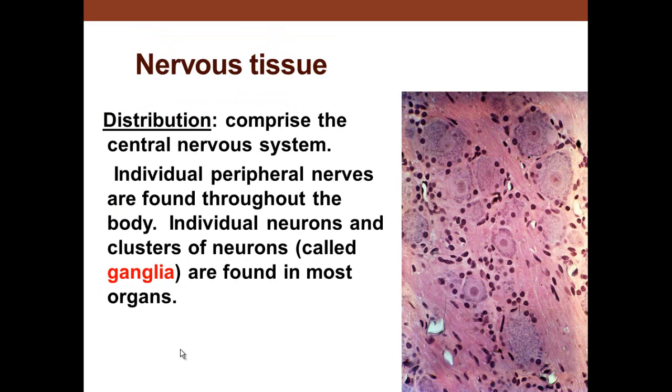Now, nervous tissue is the central nervous system and the peripheral nervous system. There's individual peripheral nerves that are found throughout the body. Individual neurons and clusters of neurons are called ganglia. So a ganglion is a cluster of neurons. Here's a neuron cell body. There's a nucleus, Nissl substance. There's another nucleus, cell body. These are satellite cells or support cells in the ganglia, which are located in the peripheral nerves.